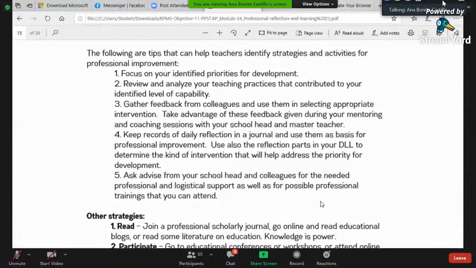Okay, number 4. Keep records of daily reflection and use them as a basis for professional improvement. Use also the reflection parts in your DLL to determine the kind of intervention that will help address the priority for development. And number 5, ask advice from your school head and colleagues for the needed professional and logistical support, as well as for possible professional trainings that you can attend.